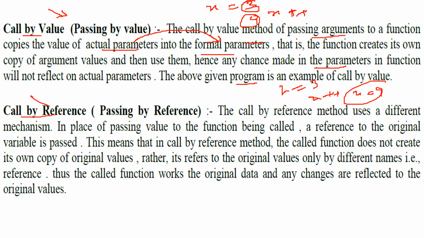So you want to change the actual value. For that, we don't pass the value, but we pass the reference. That is, x is at this memory location, so we don't pass x. We pass ampersand of x, that is the address of x. That is, we pass the reference of x.